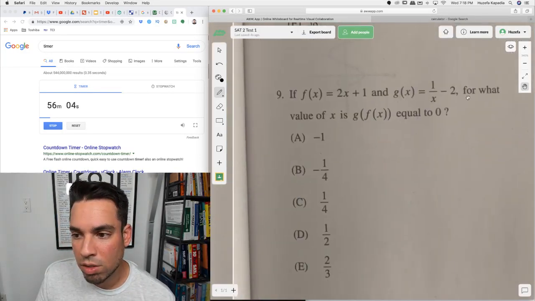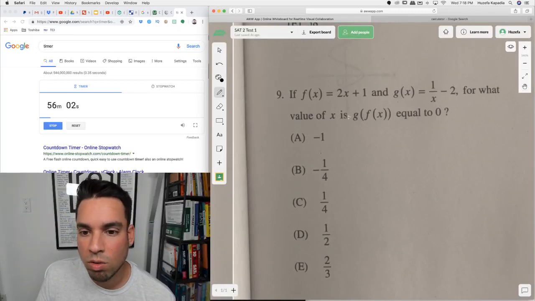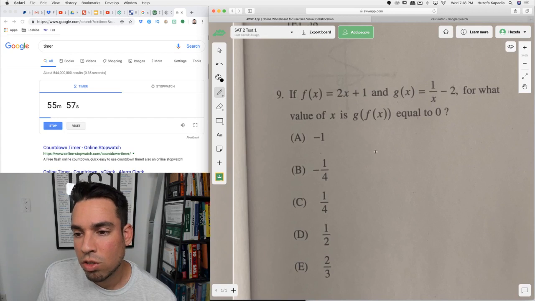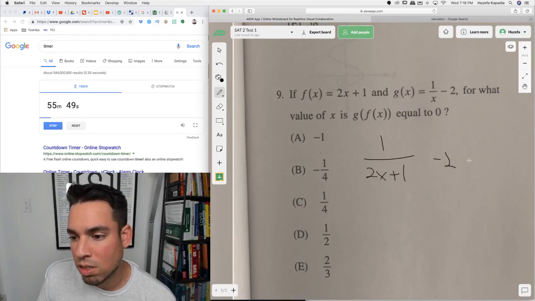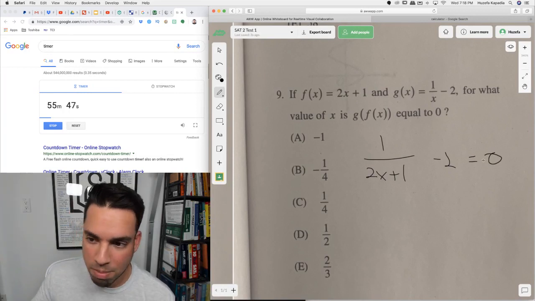Next, for what x does this equal 0? So we do inside out. So f of x goes into g of x. So it's 1 over, and then we plug in f of x for x. So f of x is this, plug it in there. 1 over 2x plus 1 minus 2. When does this equal 0? All right, that's the composite function.